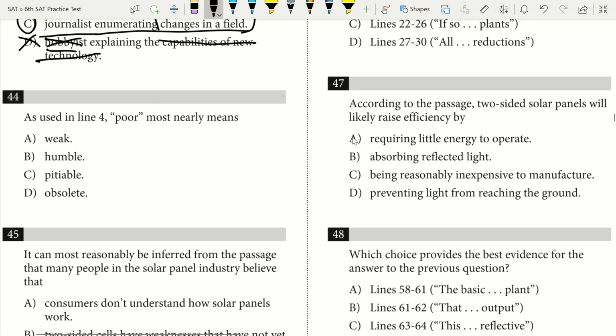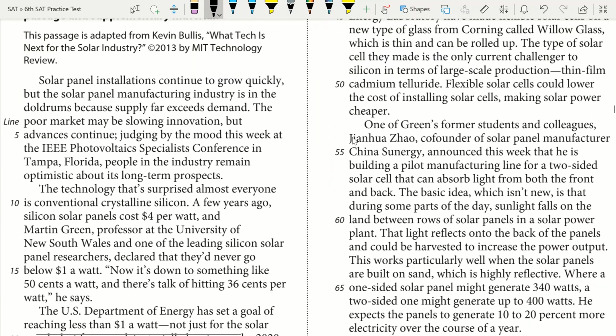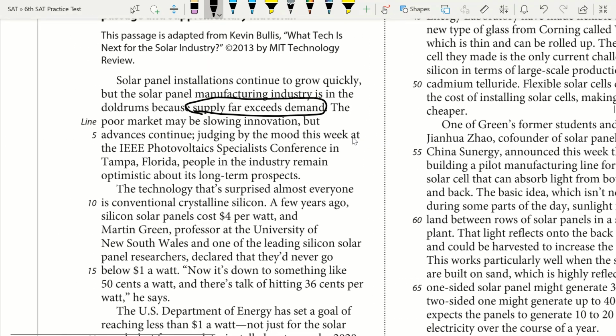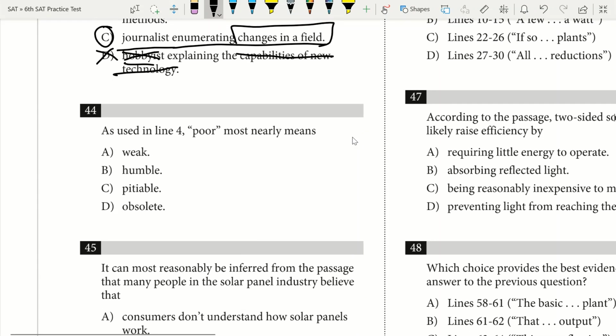Question 44, as used in line 4, poor most nearly means what? Well, let's go take a look at what it says. So we've got the poor market may be slowing innovation, but advances continue. And I see before that I have because supply far exceeds demand. Okay, if supply far exceeds demand in a market, we would describe that market as poor or as a weak market. Okay, the demand is weak, the market is weak for that product. So I'm really looking for weak there. That would be my best answer choice if I have that. I see I do have that, right?